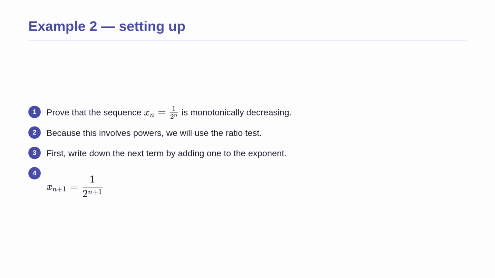Now that we have the ratio test, let us look at a sequence involving exponents. We are given the sequence 1 divided by 2 to the power of n, and we want to prove that it is monotonically decreasing. This type of sequence appears frequently in probability and computer science. Because this sequence involves powers, the ratio method will be much easier to use than the subtraction method.